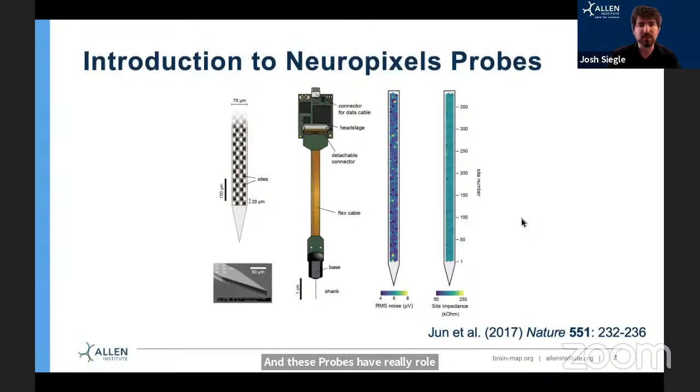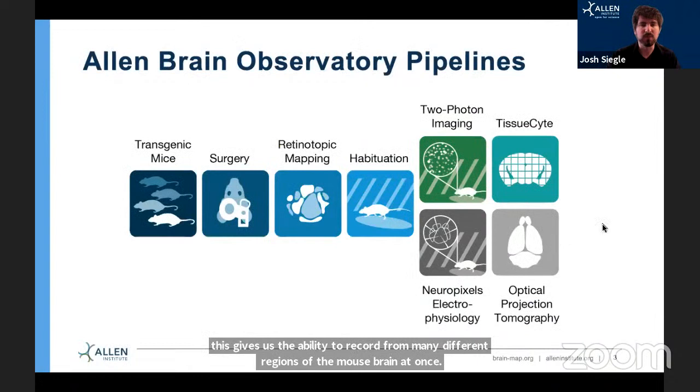They pack almost 1,000 recording sites onto a 10-millimeter shank, and so they really increase the yield of electrophysiology experiments. And as you'll see, we can insert multiple probes into the brain simultaneously, and this gives us the ability to record from many different regions of the mouse brain at once. So we're using these probes to collect data in a high-throughput, standardized way.